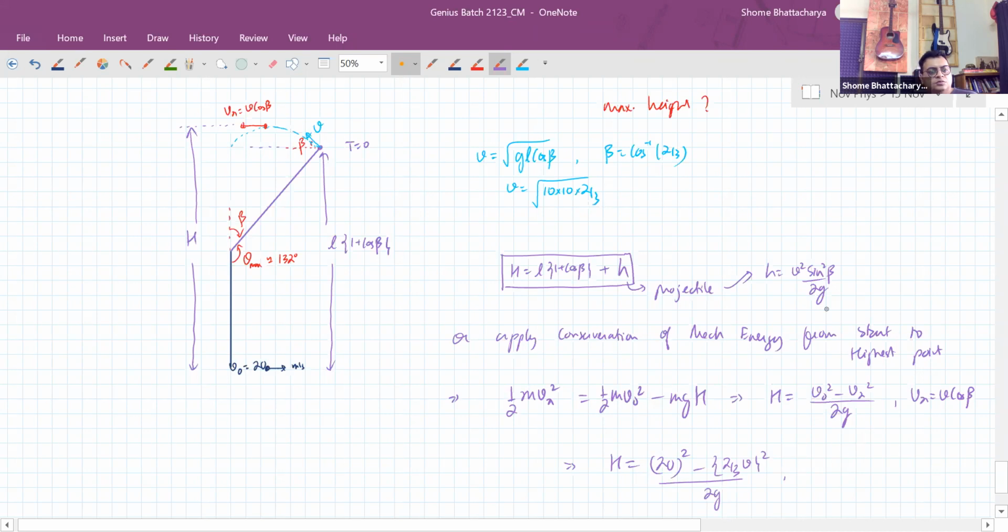And v itself was how much? V was 10 root 20 square minus 4 by 9 into v square, which is 100 into 2 by 3.